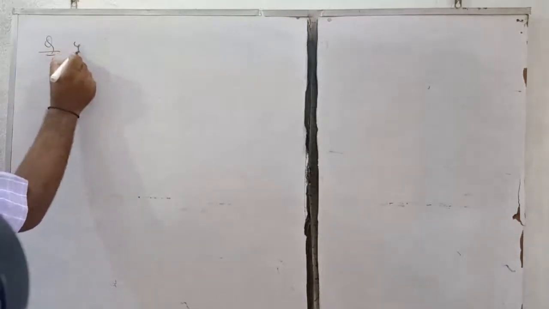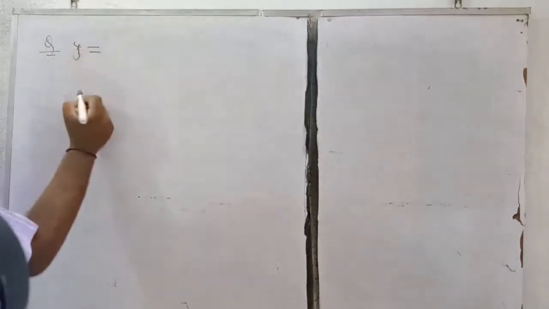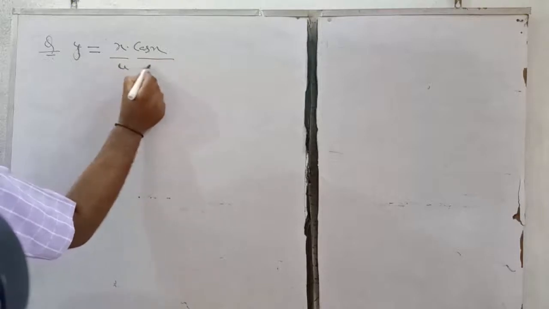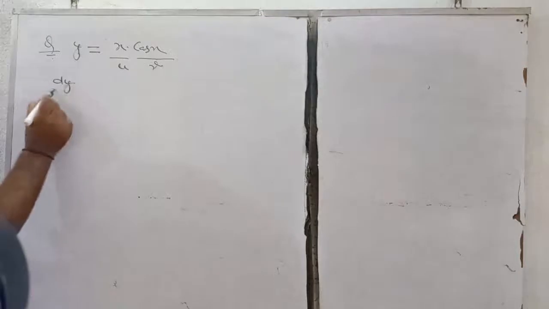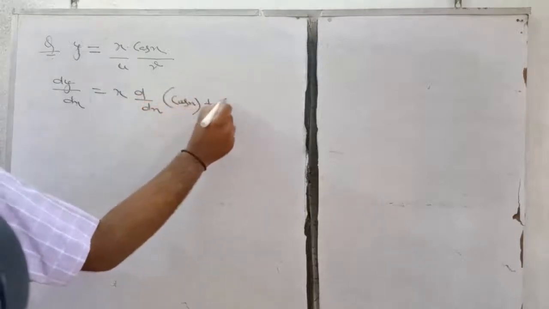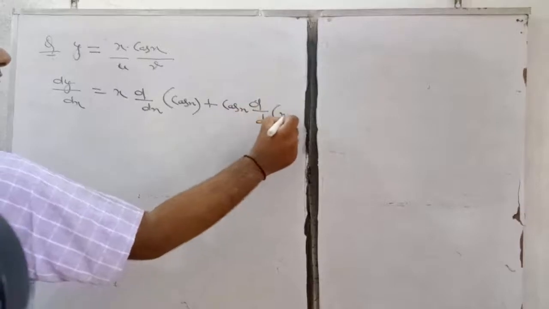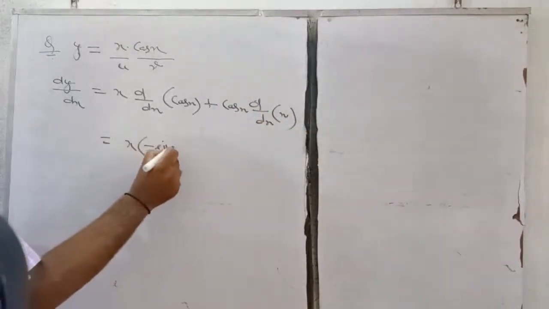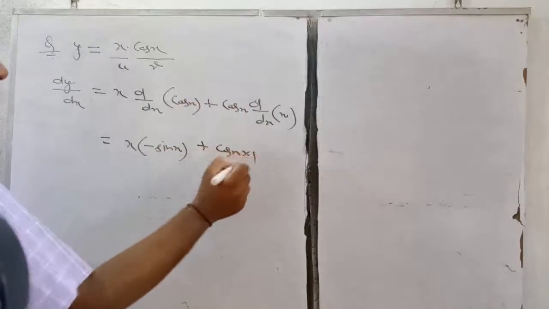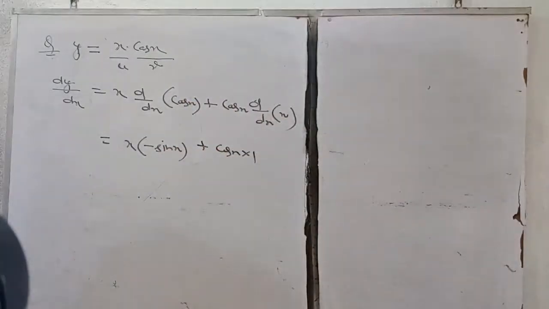I am taking some simple questions from every rule. Like, first question, if you want to differentiate y is equal to x into cos x. So this is based upon the product rule, like u into v. How can you differentiate? Dy by dx can be written as x d by dx of cos x plus cos x d by dx of x. So this is x into minus sin x, as you know the differentiation of cos x is minus sin x, plus cos x into 1, as we know that the differentiation of x is 1.